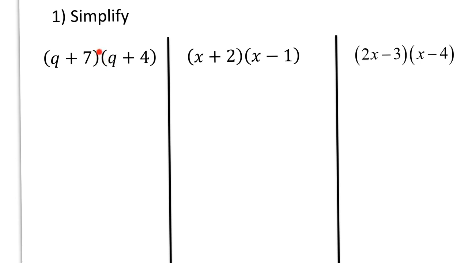So I'm looking at the parentheses here. I don't have anything in between the parentheses, so that is multiplication. So I'm going to take the first term right here. There's a q, and I'm going to multiply by this cube.